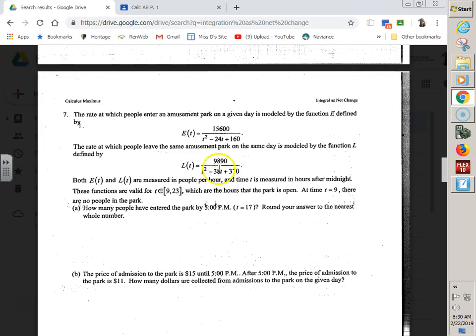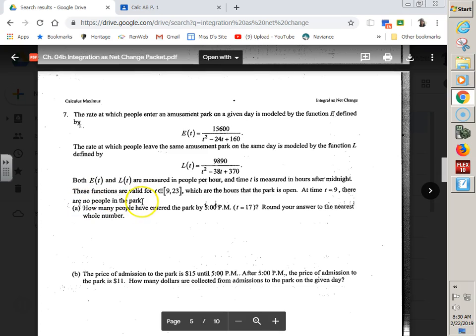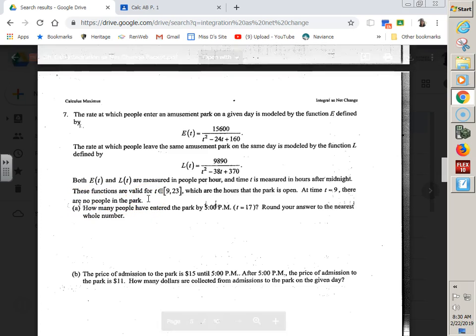People per hour. E stands for people coming in, adding to the number of people in the park. L stands for people leaving, taking away from the number of people in the park. T is measured in hours after midnight. So what's this whole at 9, there are no people in the park? That doesn't make any sense. Wait, what does T equal 9 mean? What time is it?